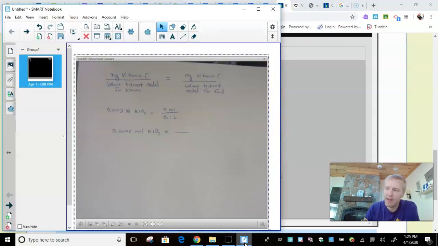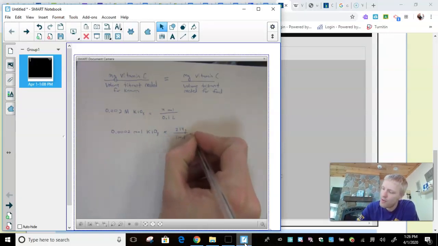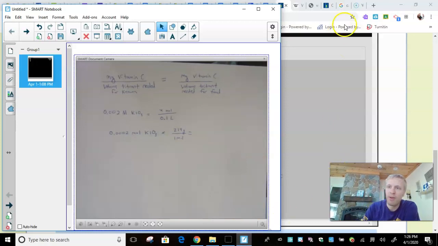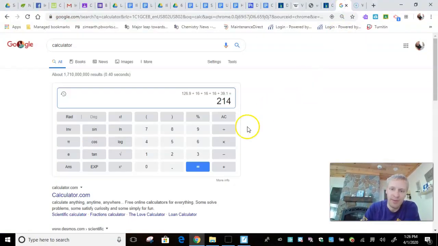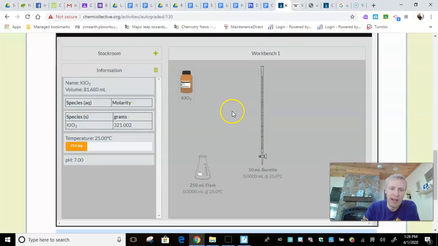Show you what I'm writing. 214 grams per one mole. And we multiply it by 0.002. I don't have my actual calculator with me. 0.0428 grams of KIO3 is what we are dealing with. I wrote it down right there. 0.0428 grams of KIO3. All right, moving on.